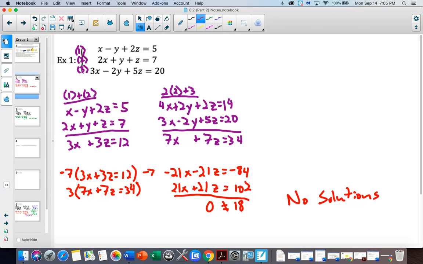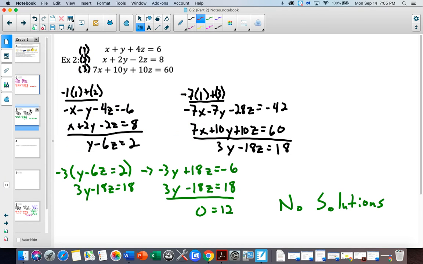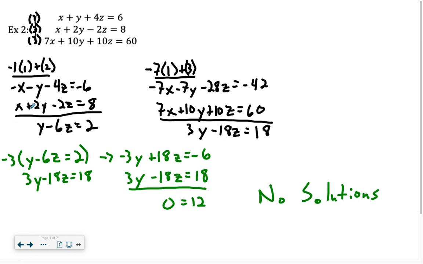All right, so let's take a look here. I labeled my equations 1, 2, and 3, and then I chose to eliminate the x's. So I just multiplied the first equation by -1 and left the second equation alone. When I added those together, I got y minus 6z equals 2.